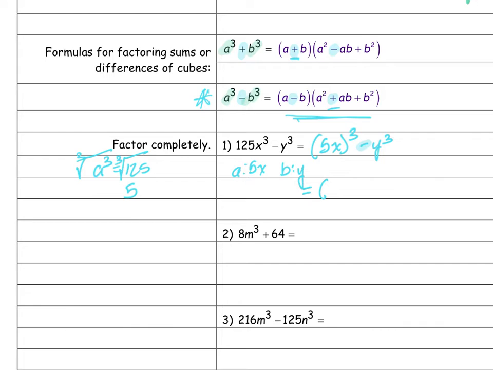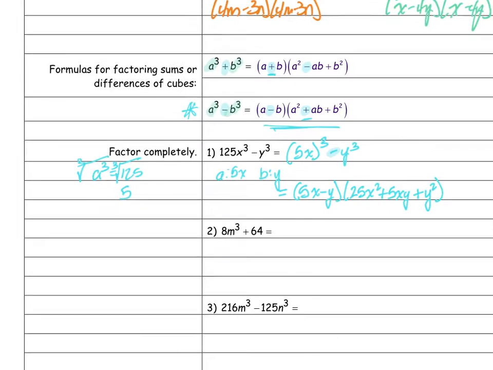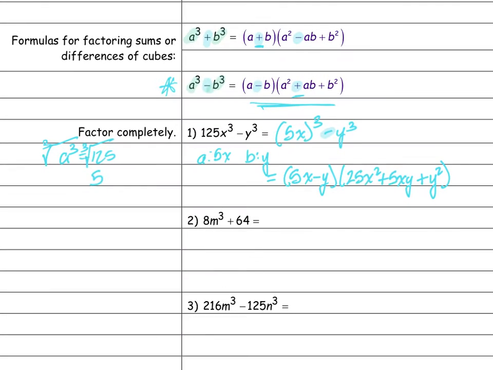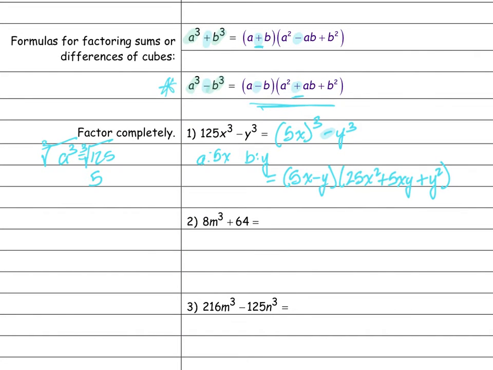A minus B, 5x minus y, times a squared. So 5x squared is 25x squared, plus a times b, that's 5x times y, or 5xy, plus b squared, which is y squared. And that's it. Once you identify a and b and you just substitute them into those two formulas, we're done. That's all. Questions? I'm going to do them again. I'm going to do a few more.